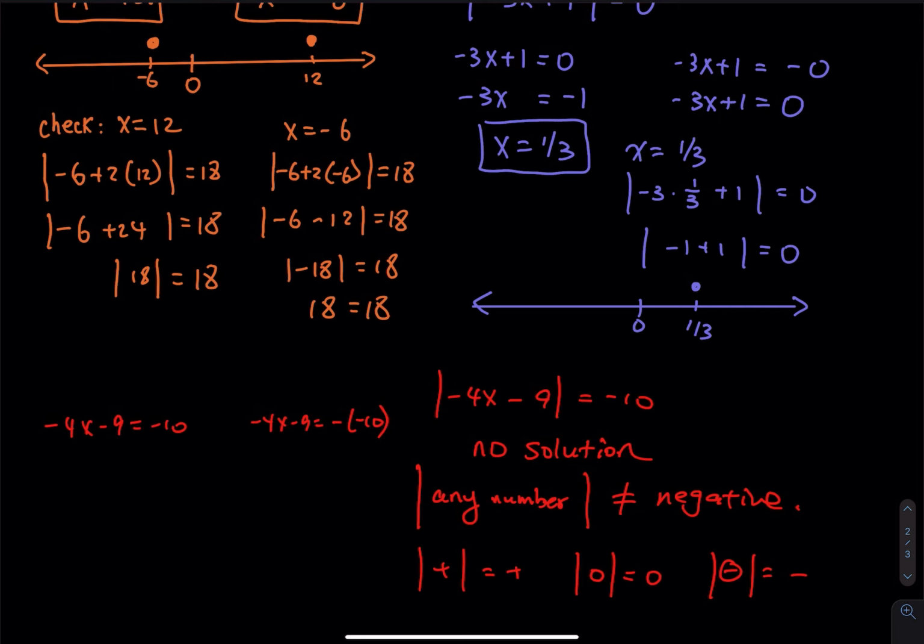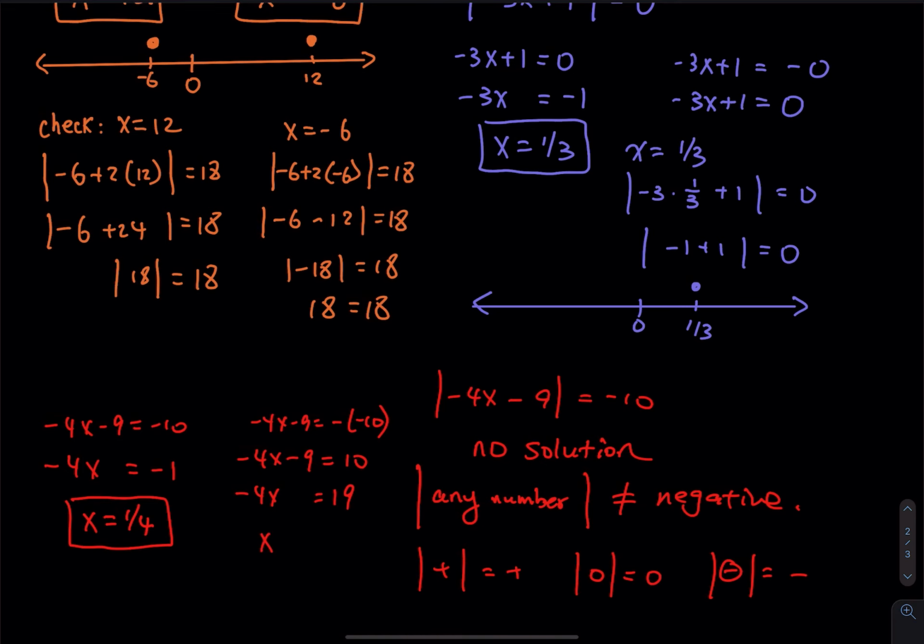Okay, if you don't believe me, let's solve this. So this one we have negative 4x equals negative 10 plus 9. Add 9 on both sides. Negative 10 plus 9 equals negative 1. And then divide both sides by negative 4. You have x equals 1/4. This one, negative 4x minus 9 equals 10, and then negative 4x equals 10 plus 9, and then x equals negative 19/4.